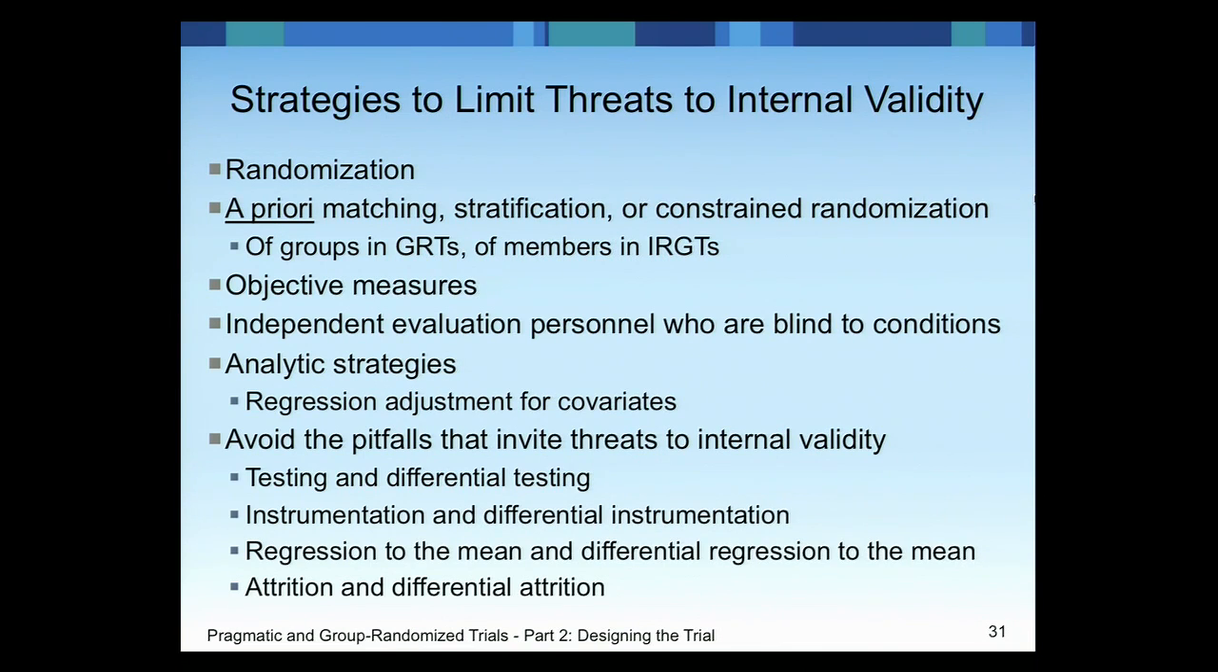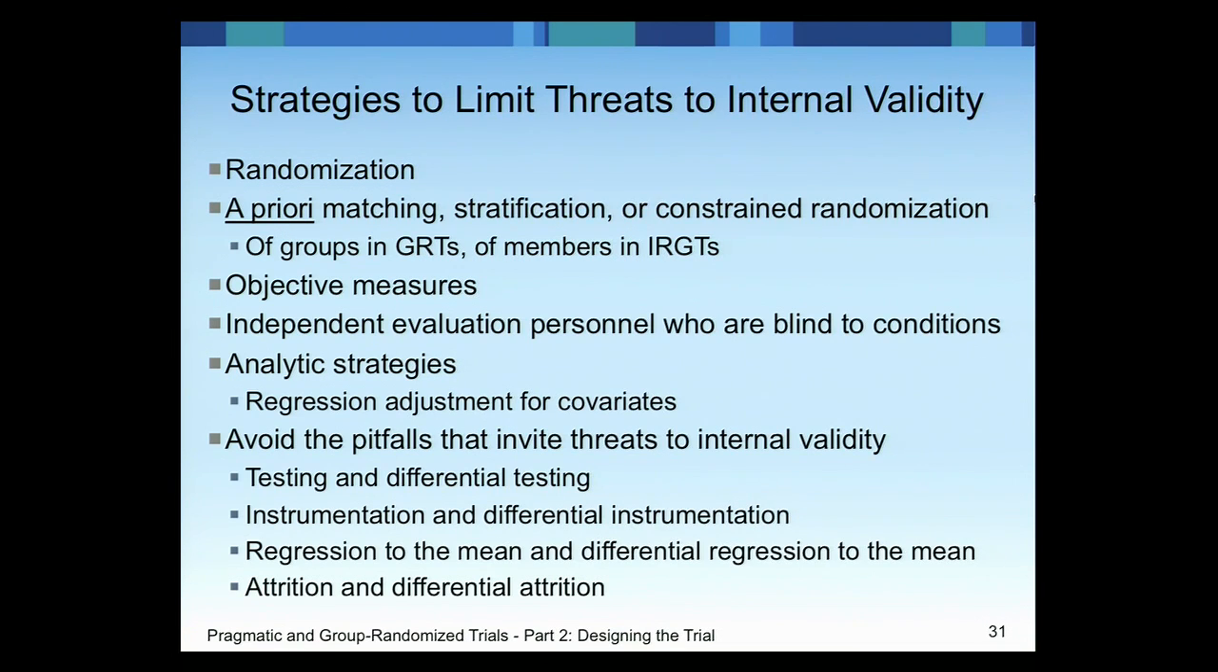Randomization is the most important one. It tends to balance things evenly. But in group randomized trials, we often don't have large numbers of units or groups to randomize. And so the second bullet is terribly important. Matching, stratification, or constrained randomization a priori, in advance of randomization. These are techniques that can be used to help ensure that the intervention condition is similar at baseline to the control condition in terms of the groups that have been allocated to each of those two arms.